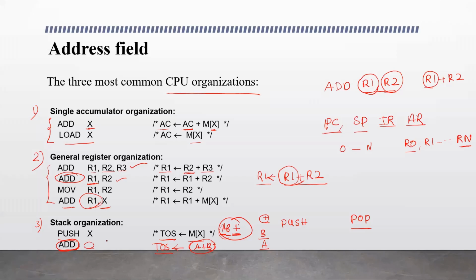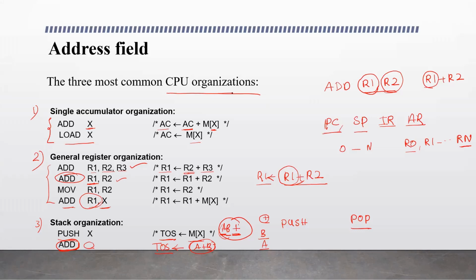We have learned here the CPU organizations, the different types of CPU organizations. The three most common CPU organizations, because the number of address fields in the instruction format depends on the CPU organization of the computer. The address field in the instruction format may have a single address or it may have more addresses, 2 or 3 addresses, or it may sometimes even have no address field.